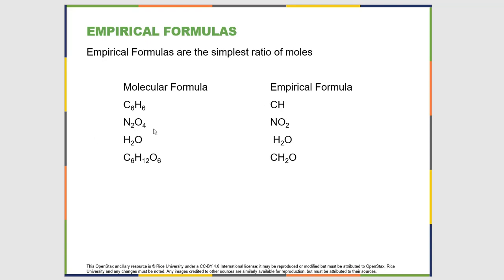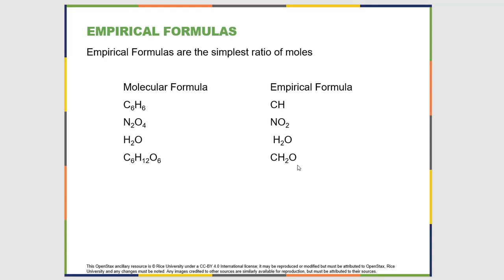In N2O4, the common denominator is 2, so we divide these both by 2, and the empirical formula is NO2. Water is the empirical formula of water, because this is the simplest ratio of moles. In the case of glucose, it's C6H12O6, which we can divide them all by 6, and we get CH2O.